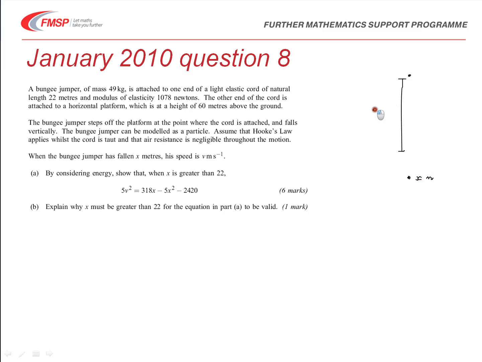Then the cord has a length of 22 meters. And once it's fallen beyond 22 meters, this now extends. So the extension in here will be x minus 22 meters. And it says, when considering x greater than 22 meters, by considering energies we've got to find this expression.